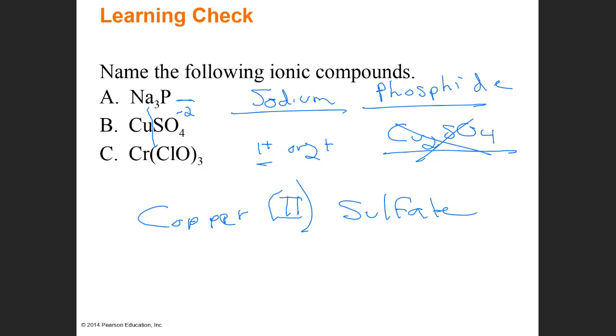Okay, and the last one. So ClO3, I'm sorry, ClO. ClO is our chlorate. Chlorate, ClO. Okay, I'm sorry, hypochlorite. Hypochlorite. And that has a charge of -1.